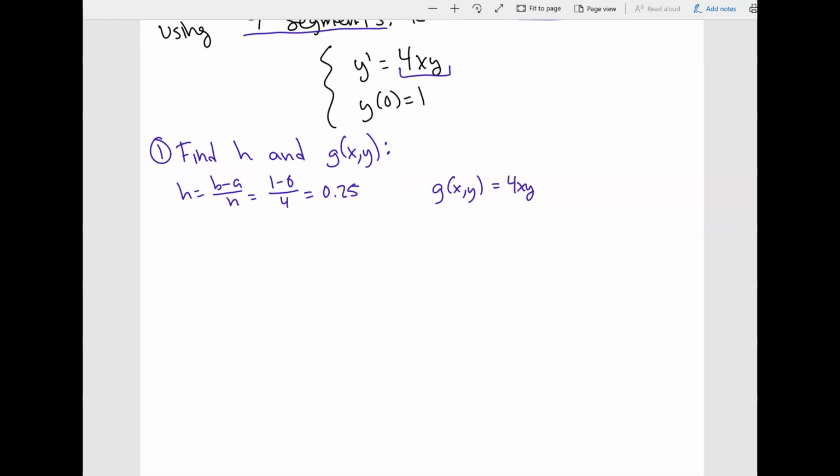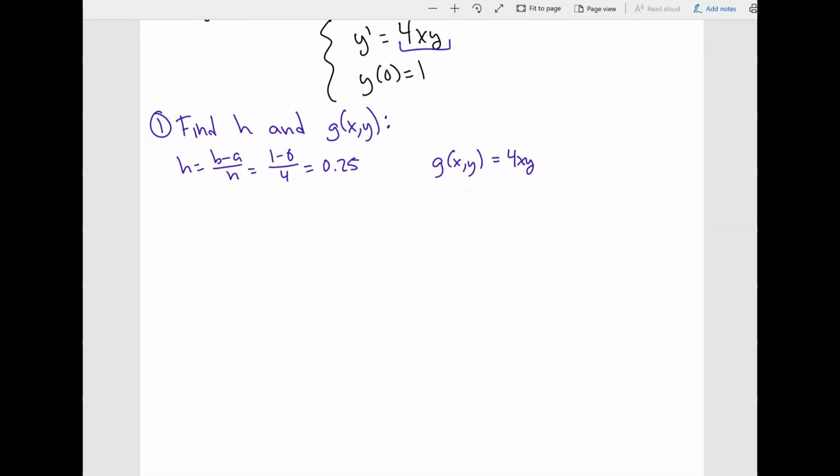Okay, all right, so now we're going to make our table. So here's n. Here is x sub n. And here is y sub n. Okay, so we're going to start at 0. And then we want 4, so it's going to be 1, 2, 3, 4.